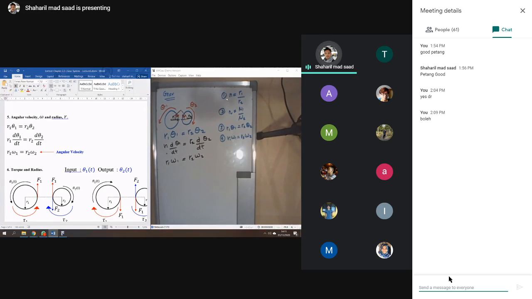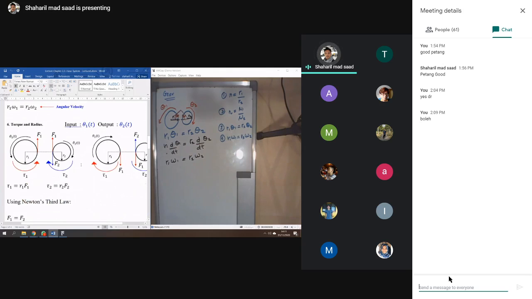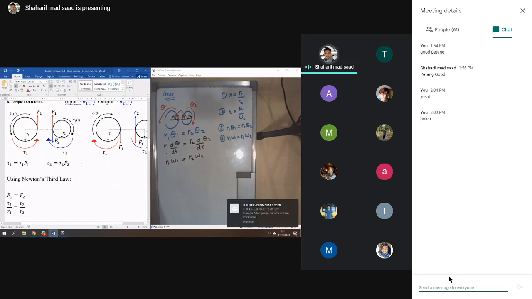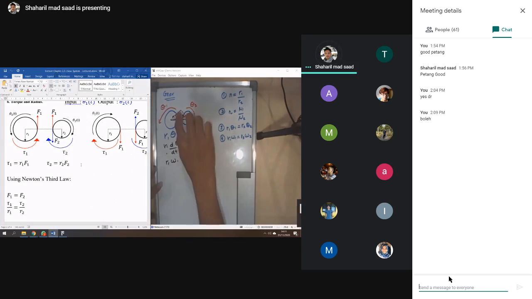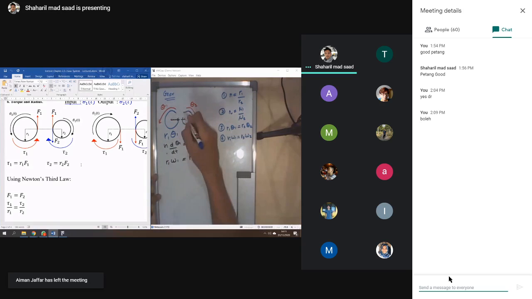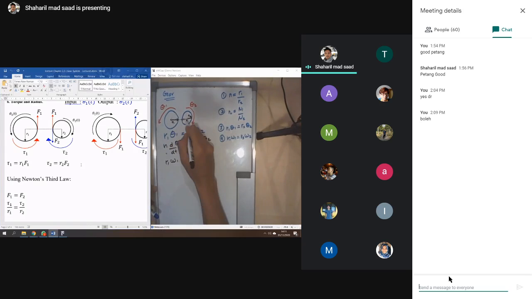So this is the relationship between radius and theta, and first, the relationship between gear ratio and gear teeth. As we know, when we have the radius and the angular displacement, we can get some torque here, because the angular displacement and the radius will give you some torque. So this one is R1 and this one is R2.